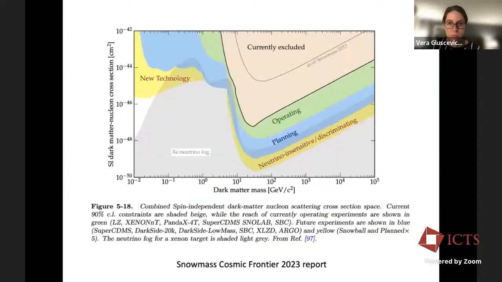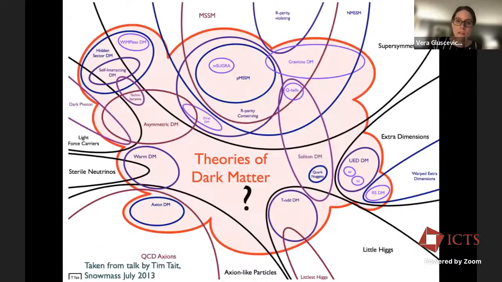So just to give you a theoretical orientation of this talk, it's basically this. We've looked for the WIMP for a while. We haven't seen it. And now what we're left with is this. So hopefully a lot of people recognize this as a famous Tim Tait slide from 10 years ago, summarizing all the beyond CDM paradigms that people thought about at that time.